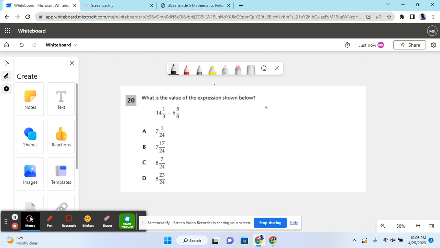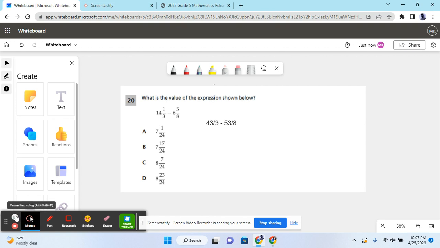So let's get started. For question 20, it says, what is the value of the expression shown below? 14 and 1/3 minus 6 and 5/8. So your first step is to make both of the mixed fractions into improper fractions. I'm sorry, guys. I made a mistake.